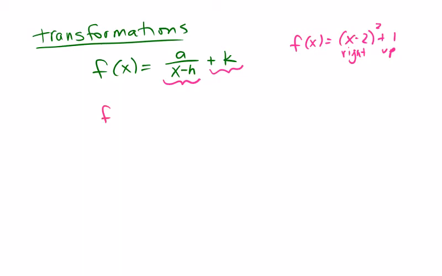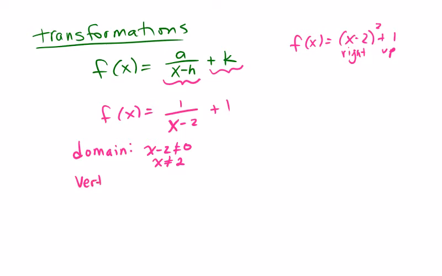So if we're given f of x is equal to, and we'll just make this 1 over x minus 2 and then plus 1, what will that do to the graph? Well, the first thing is it's going to change our domain. We're going to start by setting our denominator equal to 0. So in this case, x cannot equal positive 2, which also means we have a vertical asymptote at x equals 2. So I'm going to go to positive 2 and draw in a vertical line at x equals 2.